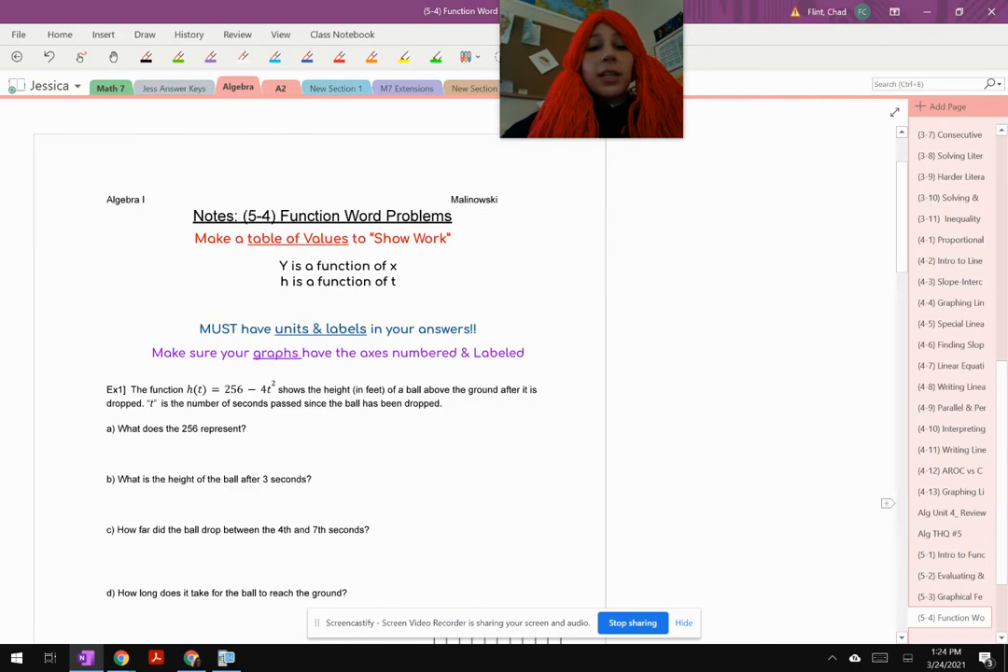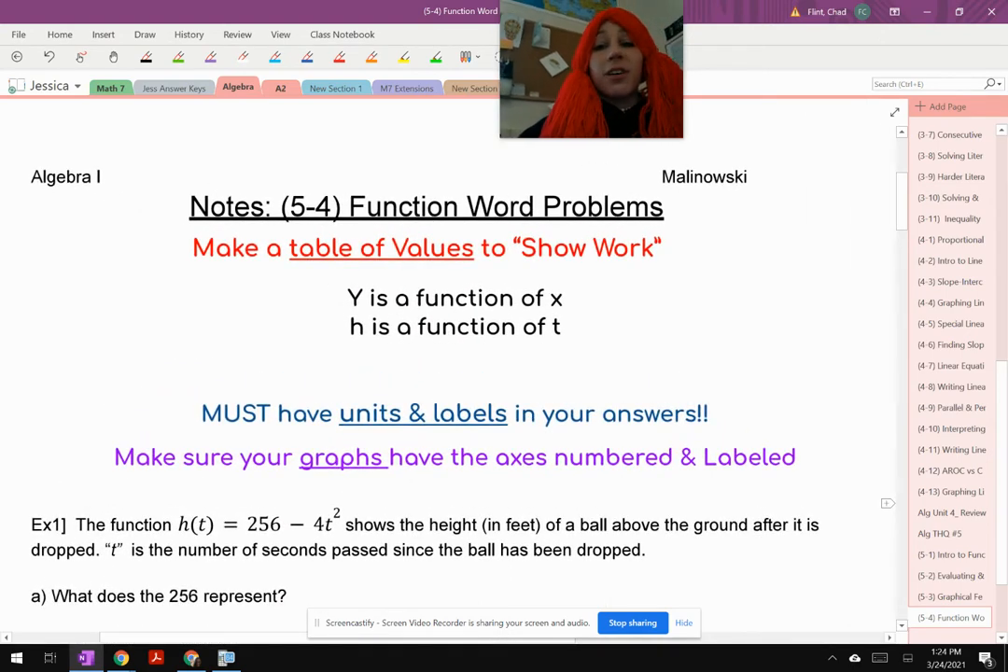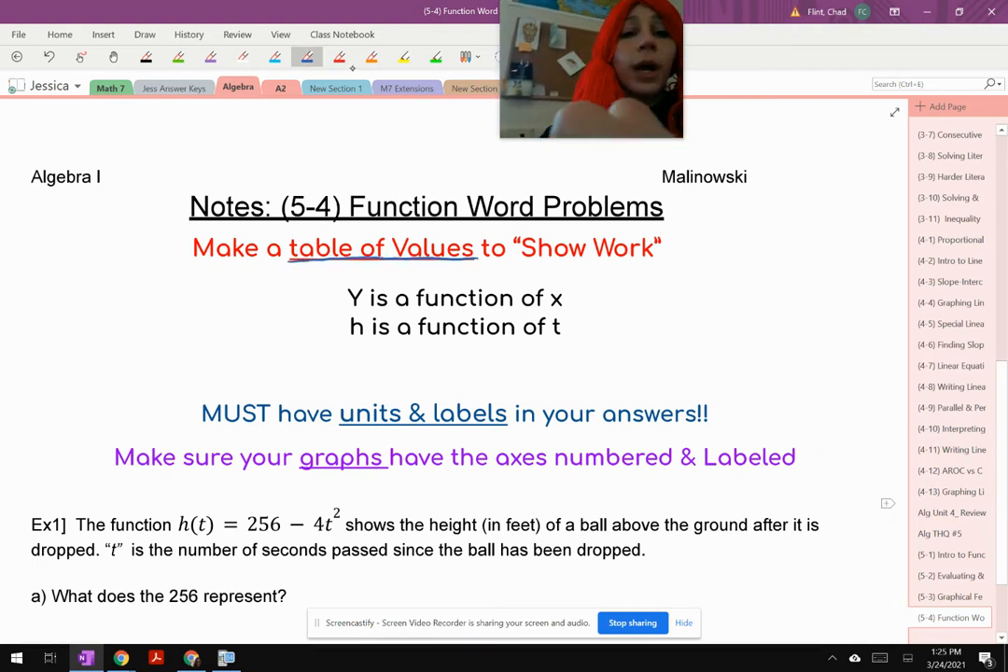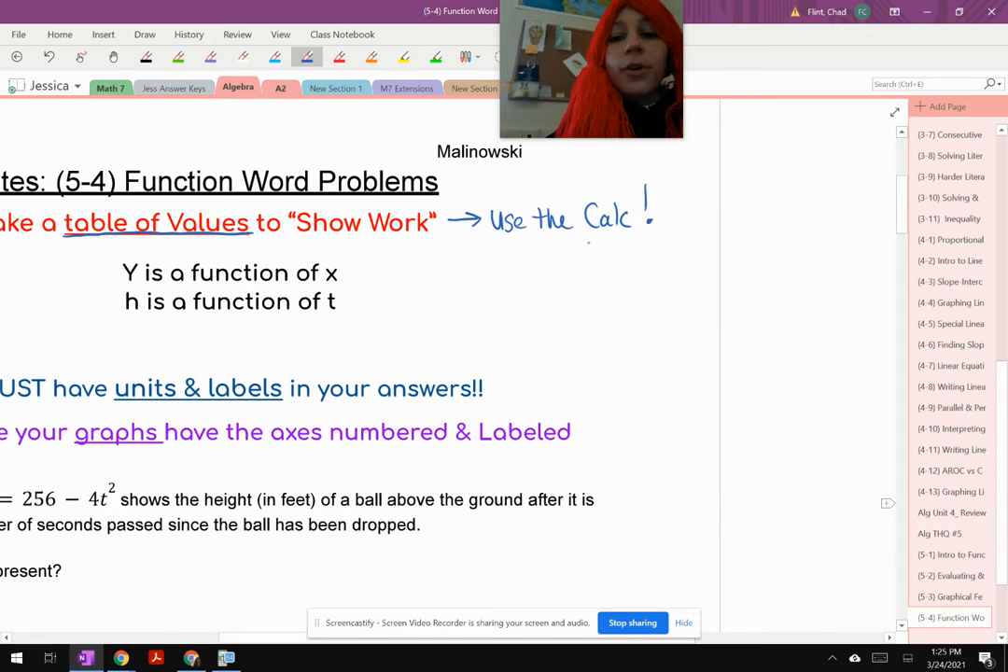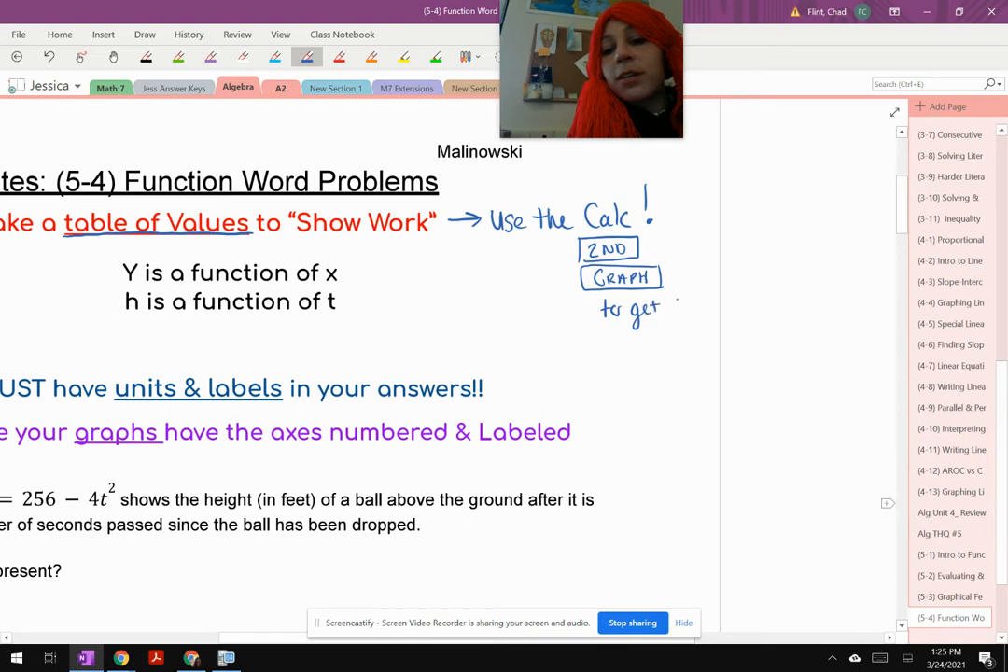All right, so when we're looking at this, to show your work for these kinds of problems, if you're not doing things by hand, all you have to do is make a table of values to show your work. And when you're making that table of values, you just need to use the calculator. Remember, you hit that second and the graph button to get to the table. Second and graph to get your table. And again, if you don't know about that, check the video on it.